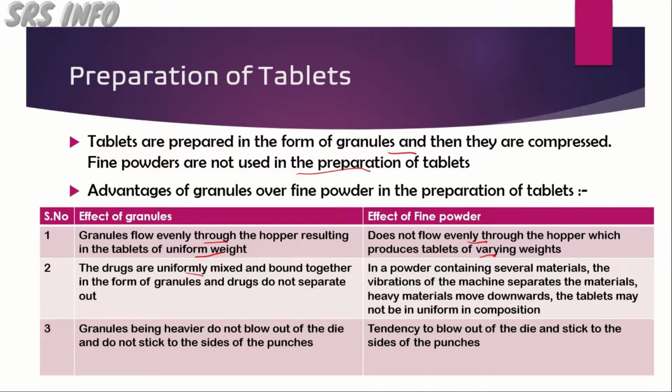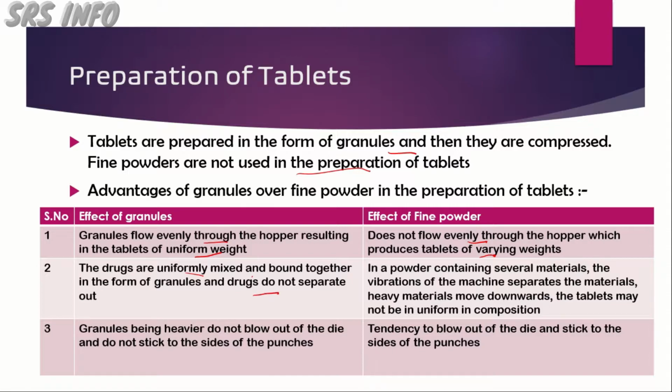The drugs are uniformly mixed and bound together in the form of granules, and the drugs do not separate out. While we are using multiple drugs to make a tablet, these drugs are uniformly mixed in the process of granulation, or before or after it. Then the binding agents are also added. So in such cases, the drugs are uniformly mixed and bound together and do not separate out.